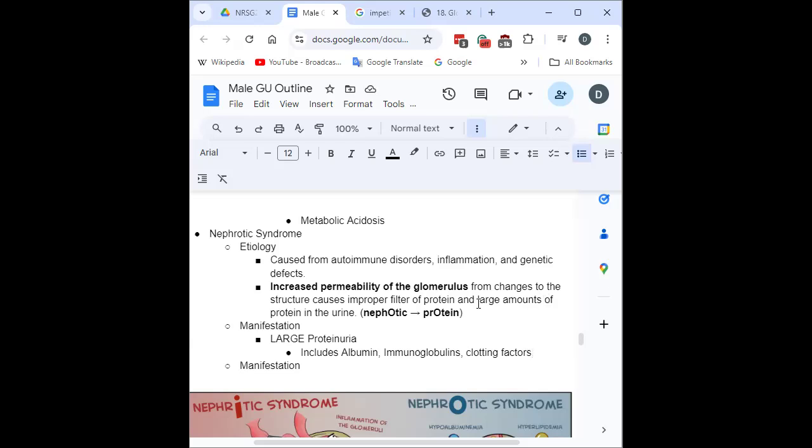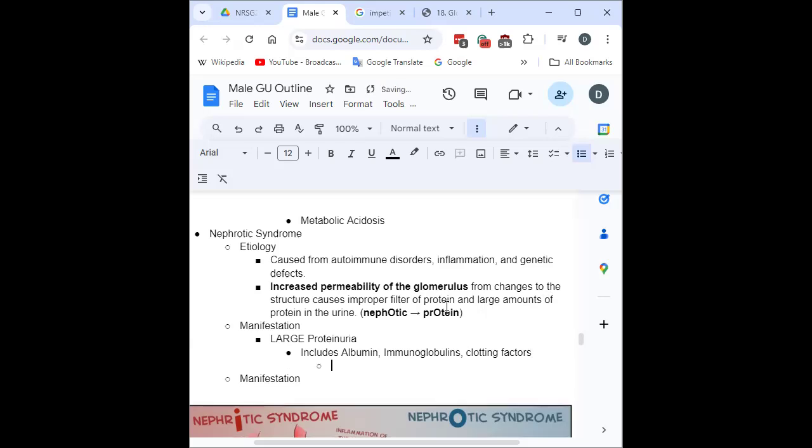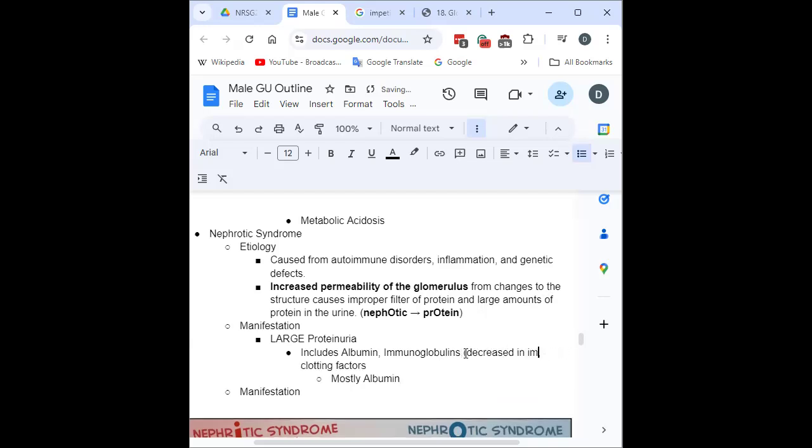But the main one being lost is your albumin. So it is mostly albumin, like Kayla mentioned. But these are some other things that you'll see. So there can be a decrease in immunity because you're getting rid of your immunoglobulins.